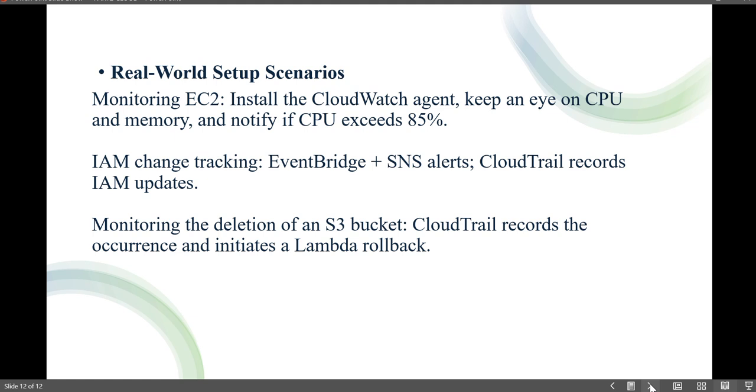Real-time setup scenarios. Monitoring an EC2 instance: the CloudWatch agent keeps an eye on CPU and memory and notifies if CPU exceeds 85%. IAM change tracking: EventBridge plus SNS alerts, as CloudTrail records IAM updates. Monitoring the deletion of S3 buckets: CloudTrail records the S3 deletion, and a Lambda function can automatically recreate it. This shows how AWS services work together to build resilient, observable, and secure systems.